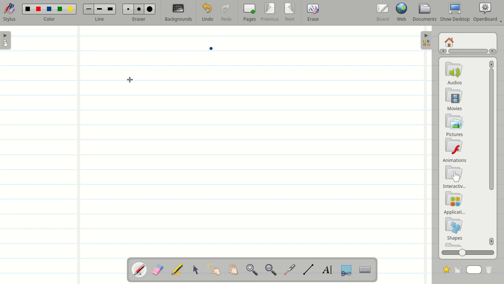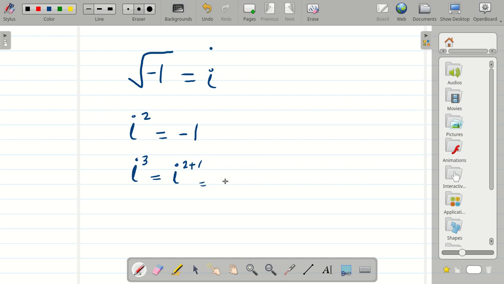I hope you still remember what happened to root under minus 1. Root under minus 1 is i. So what will be i square? Yeah, of course, when you square both sides, you're going to get minus 1. So i cube is i to the power 2 plus 1, and that will be i to the power 2 into i to the power 1, that is minus 1 into i, which becomes minus i.